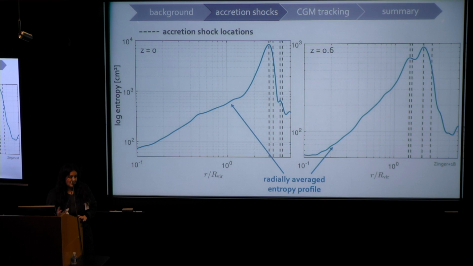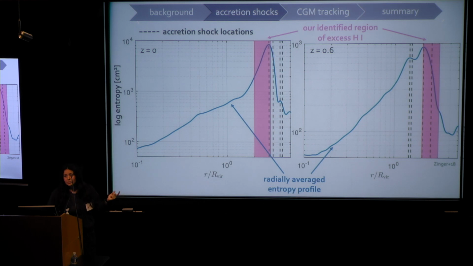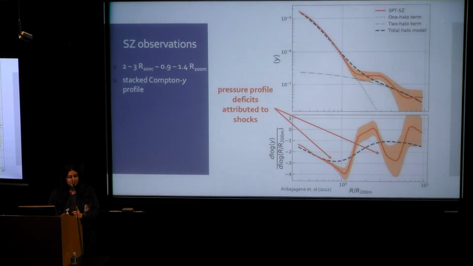So what is that? What could this be arising from? This here is some observational work from Elad Zinger, using TNG as well, TNG 100. And here is the radially averaged entropy profile for the same cluster at different redshifts. You can see that they've identified the location of the accretion shock, or different shocks, in the cluster environment, specifically for the accretion shock. And if I overlay this excess region I've identified of H1, it actually is coincident with some of the shock locations in these clusters.